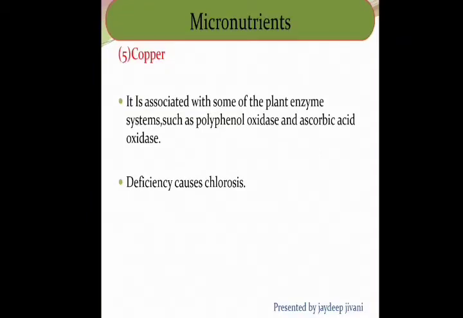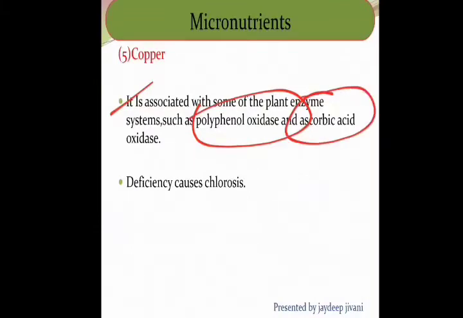So now we will discuss the function of copper in the plant. First, it is associated with some of the plant enzyme systems such as polyphenol oxidase and ascorbic acid oxidase. So these are the two enzymes associated with copper. One is polyphenol oxidase, another is ascorbic acid oxidase. These are two examples of enzymes which are helpful for plant growth.